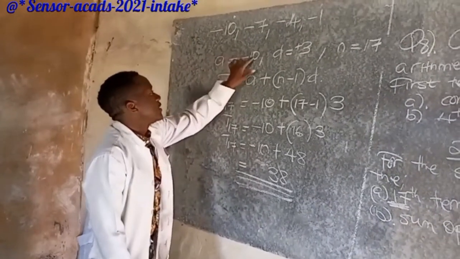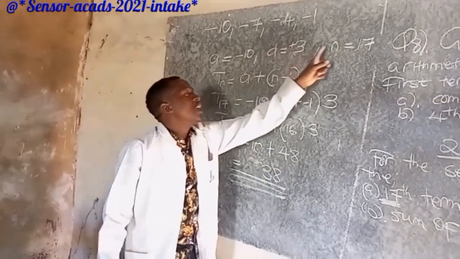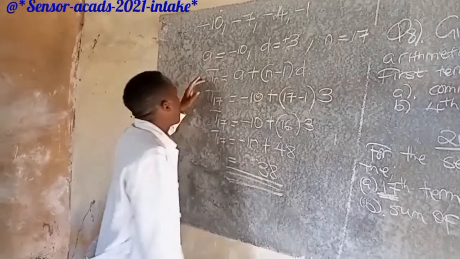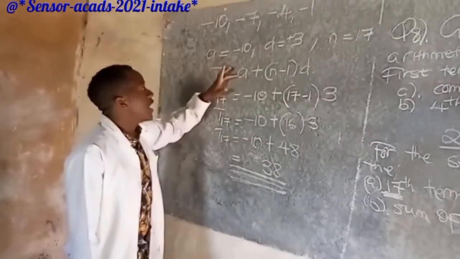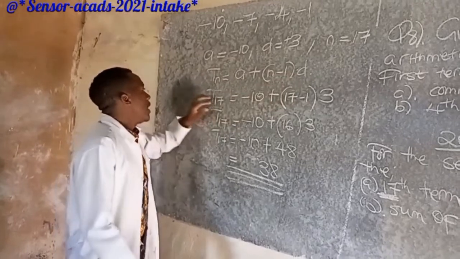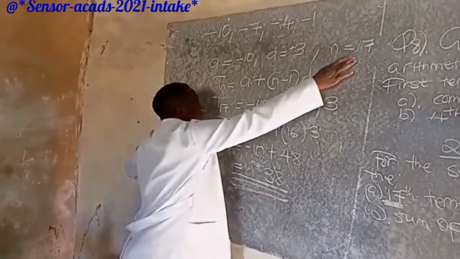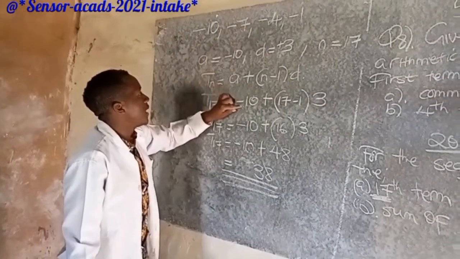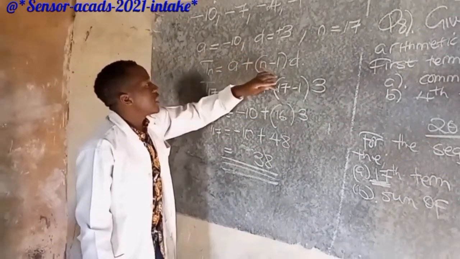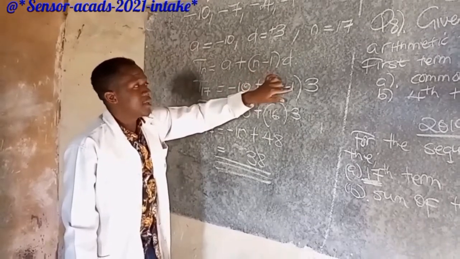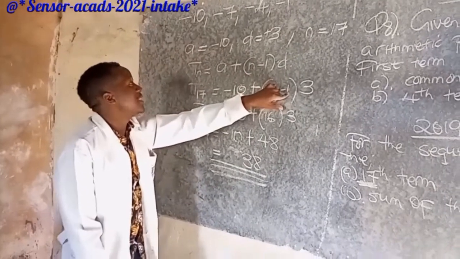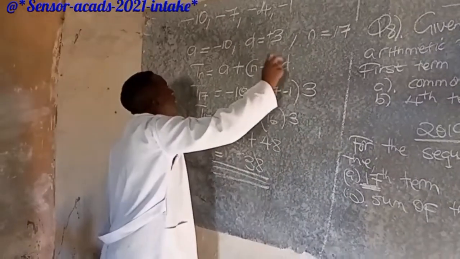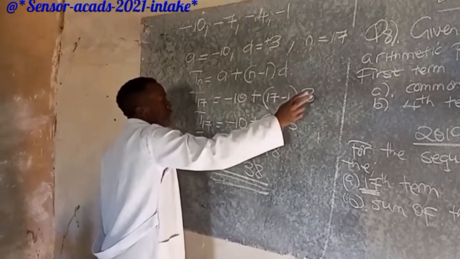So a was negative 10, d was positive 3, n was 17, and we are going to find the nth term, which equals a plus (n minus 1)d. Where there is n, we replace with 17. Where there is a, we replace with negative 10, plus, where there is n again, 17 minus 1. This one is constant in the formula itself. Then where there is d, I'm going to replace with a positive 3.